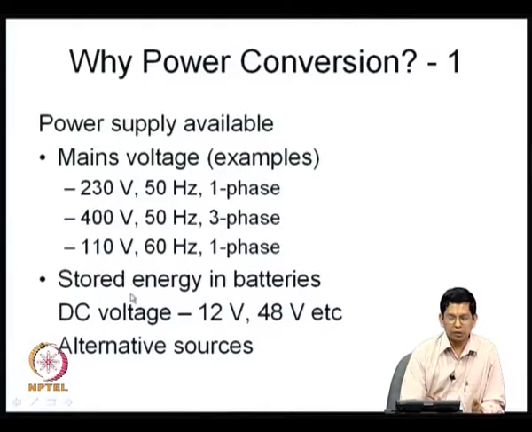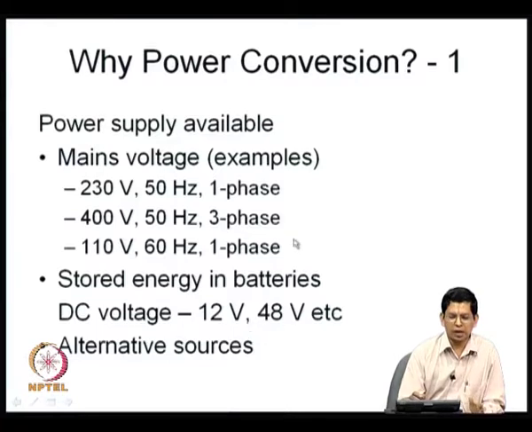Now, this is one source of power for us. Another source of power is often the stored energy in batteries. So, we have batteries which store electrical energy, and these batteries provide us with DC voltage and not AC. You connect several of those batteries in series and parallel depending upon your requirements, and from a set of batteries you may get an output like 12 volts or 48 volts, of course with a certain amount of regulation and so on. So, this is what you will get sometimes.